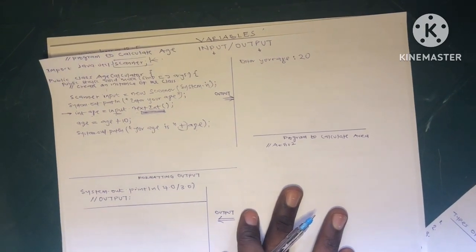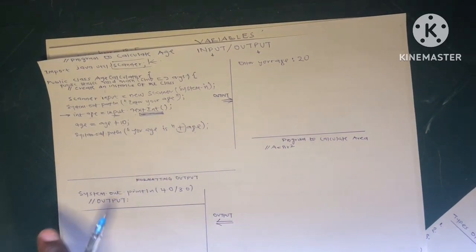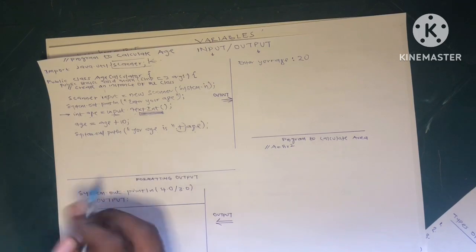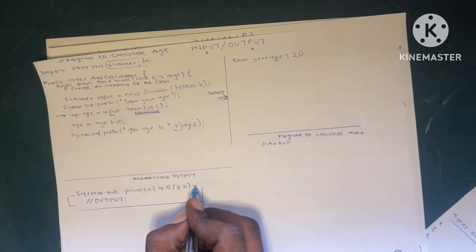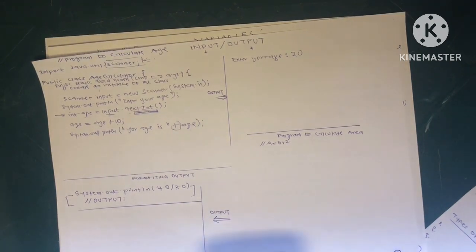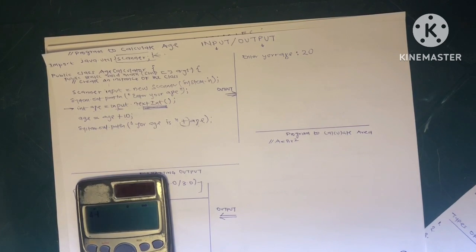All right, so let's go on to another program. Take a look at this program. We'll go to the next module. Here is formatting input. This is how to format an input. So let's say 4 divided by 3. Let's use our calculator.